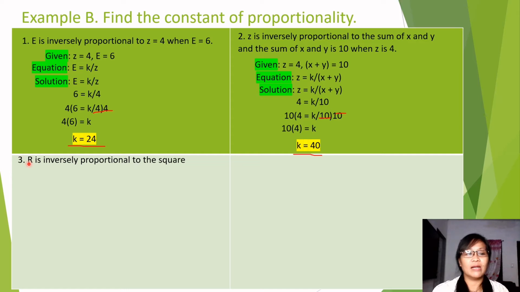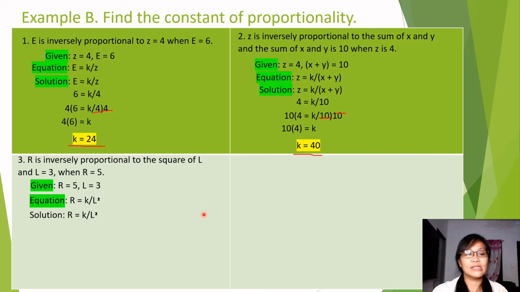Number 3, R is inversely proportional to the square of L. And L is equal to 3 when R is equal to 5. So what are the given? R is equal to 5 and L is equal to 3. And for our equation, R is inversely proportional to the square of L. So we have R is equal to K all over L squared.